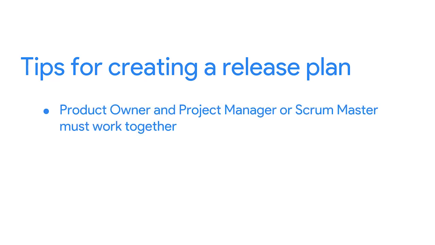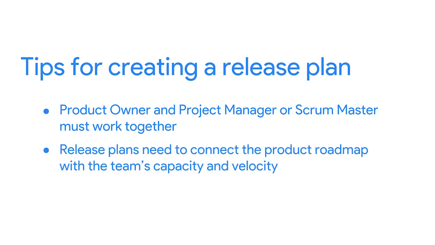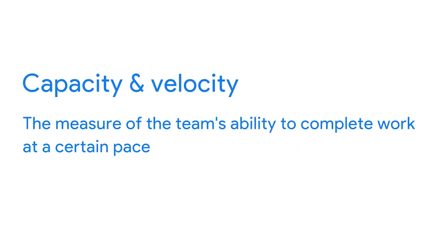Speaking of product release dates, this leads me to my next tip, which is about the release plans. There are some important things to know about creating a release plan, which includes approximate target release dates. It's very important that the product owner and project manager or Scrum Master work together to develop each release plan. This is because the release plans need to connect the product roadmap with the team's capacity and velocity. The capacity and velocity is the measure of the team's ability to complete work at a certain pace.